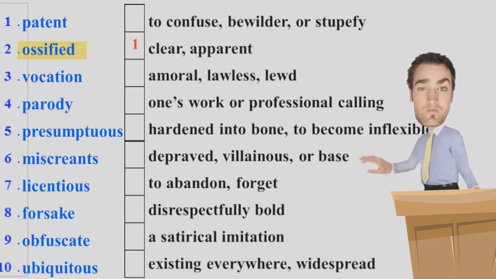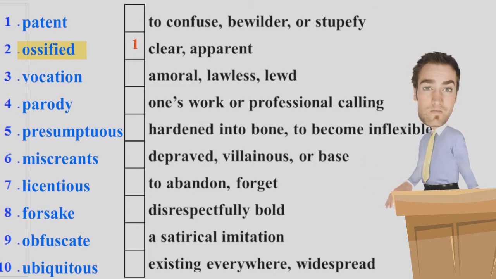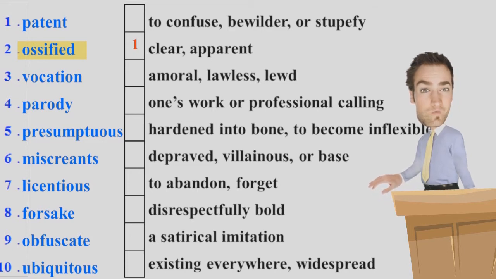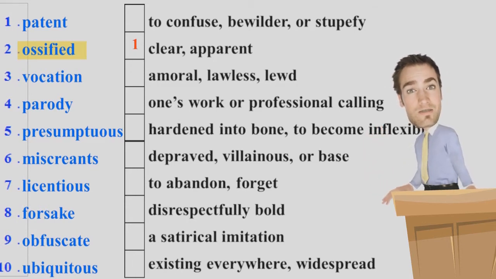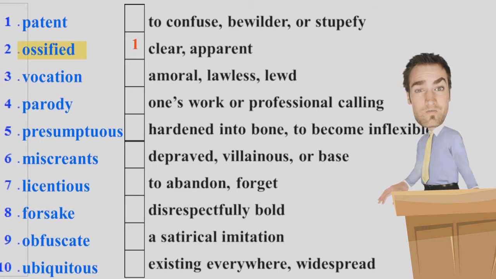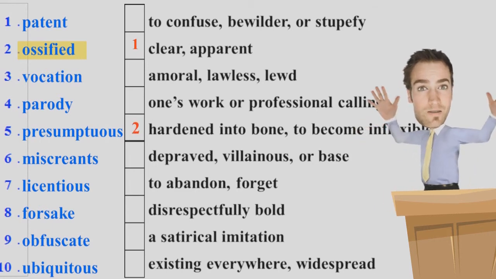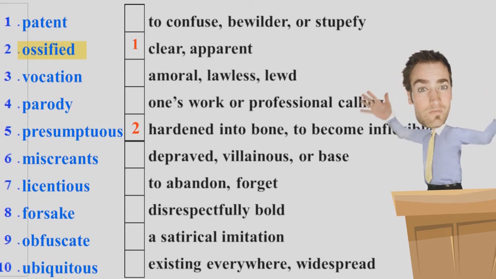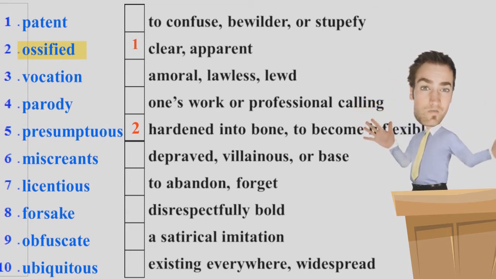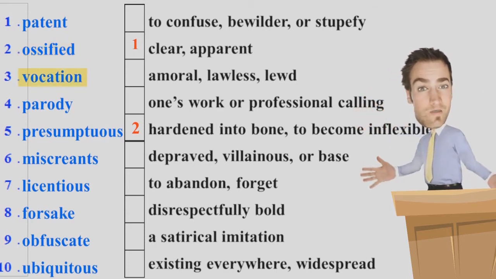But it has more of a metaphorical meaning. When you become like bone, you're becoming set and inflexible. Somebody whose mind has ossified doesn't necessarily mean that it's turned to bone, but it means that it's bone-like, it's fixed, it's stuck. So you would pair up ossified with the fifth one down, harden into bone, to become rigid or inflexible in habit.